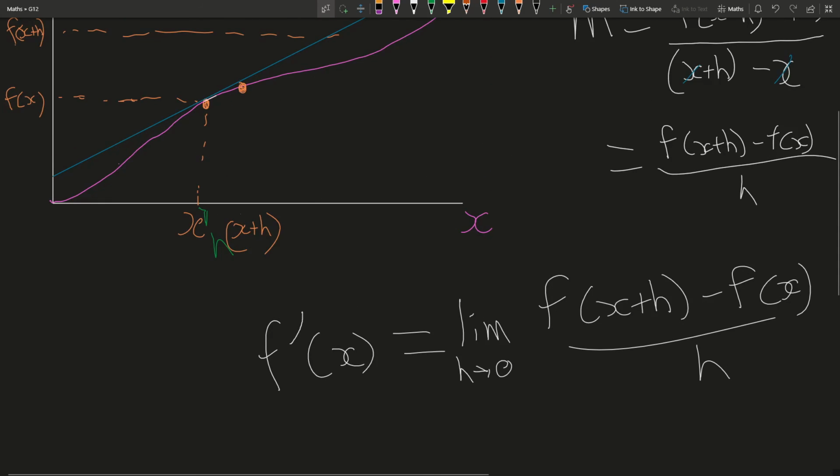And so I'll make another video going through how we're going to use this equation, but this is how this equation is derived. And I hope that was helpful to you.